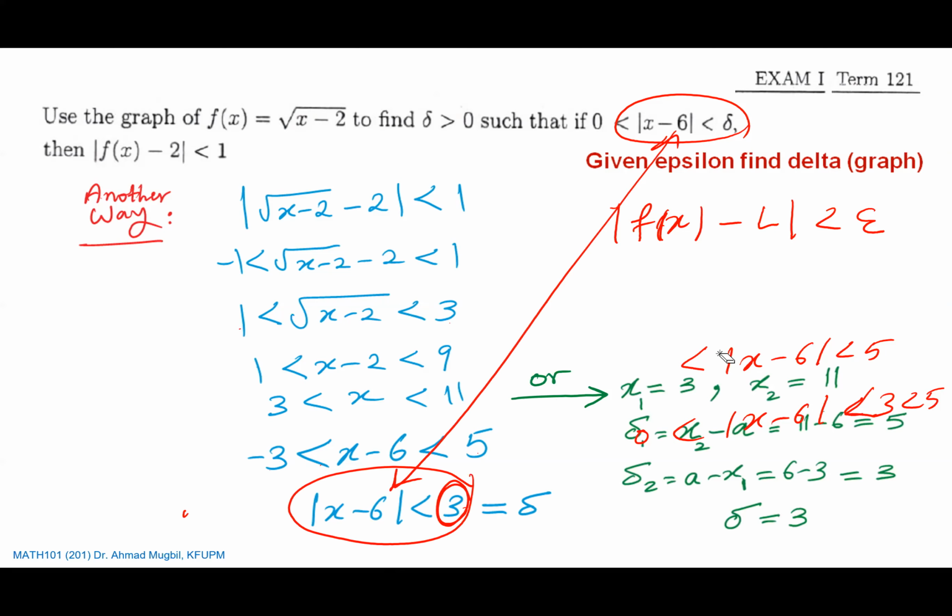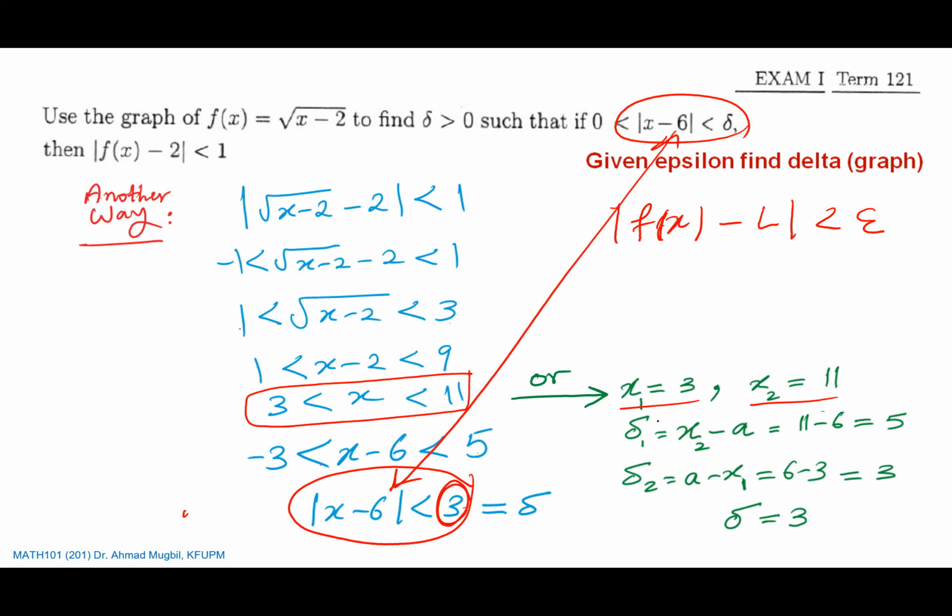Of course, there is another way that you can find delta, which is similar to what we did in the previous slide. Now you have x equals 3 or 11. Now, the distance between A, what is A? A is 6. So what is the distance between 3 and 6, and between 11 and 6? Between 11 and 6, it is 5. And between 6 and 3, the other one, it is 3. You will choose the smaller. So you can do it this way or that way. It is up to you.